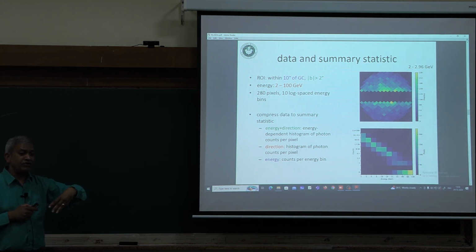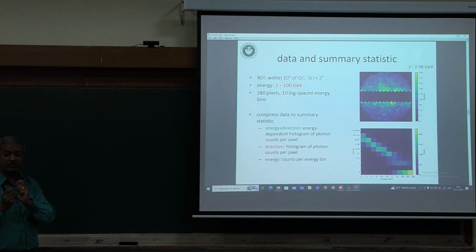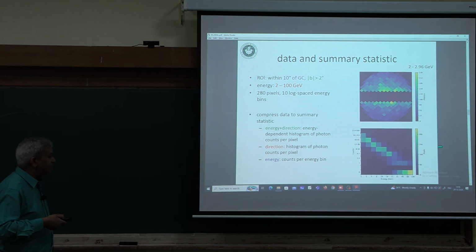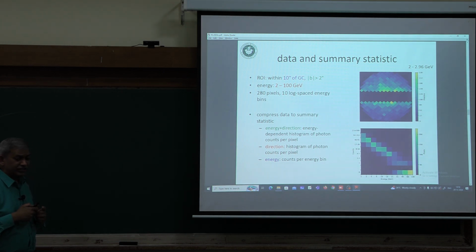And we use 3 different summary statistics, depending on what types of information we're using, to see if using different types of information can give us an improvement. In the case where we use energy and directional information jointly, the summary statistic we use is an energy-dependent histogram of photon counts per pixel. And this is one example. Basically, the number of pixels which have a certain number of counts in a certain energy bin. This is just one summary statistic you get from one mock data realization.